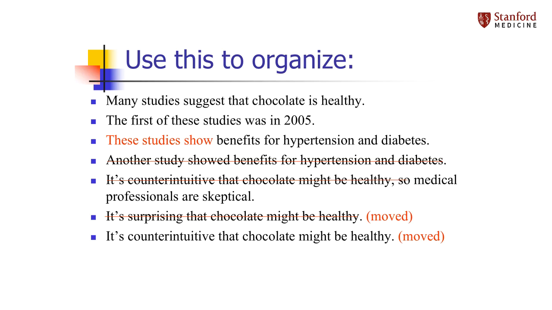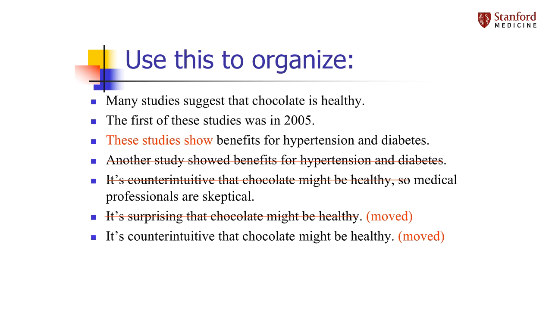So what I did here is I decided to start with, many studies suggest that chocolate is healthy. I think that's the main point of this paragraph. The first of these studies was in 2005, and what did these studies show? They all showed benefits for hypertension and diabetes. Then we get, I don't need to say that another study showed benefits for hypertension and diabetes. I'm just going to say that all of these studies showed those benefits.